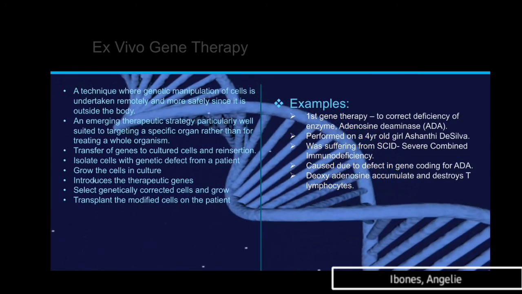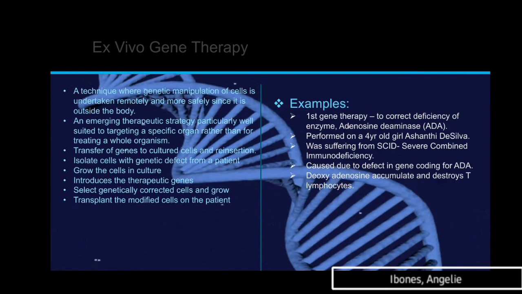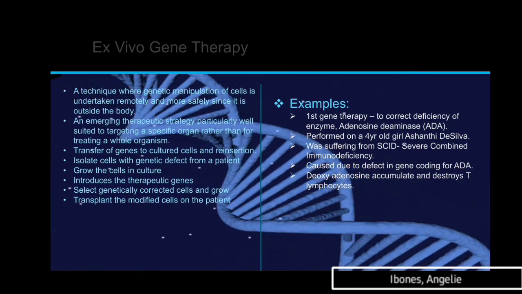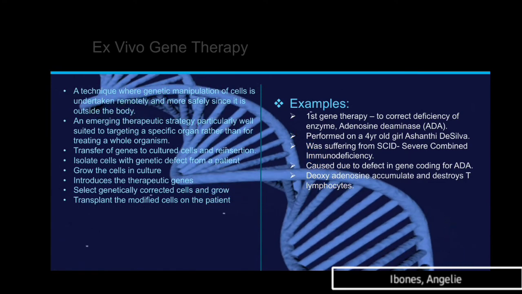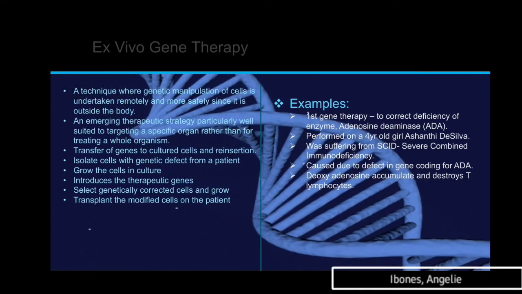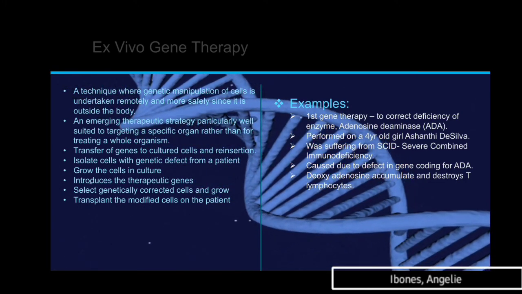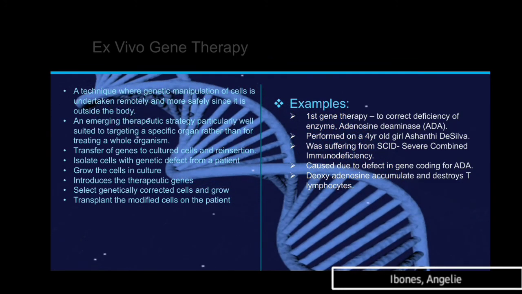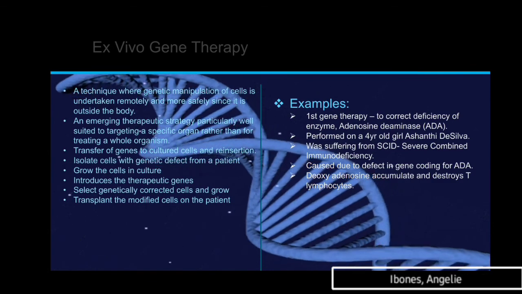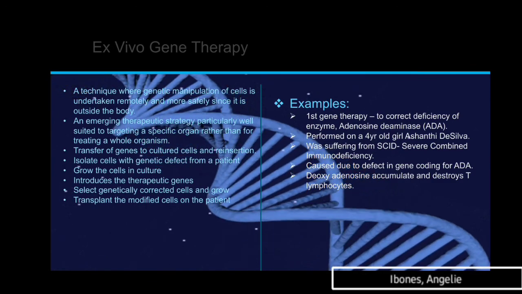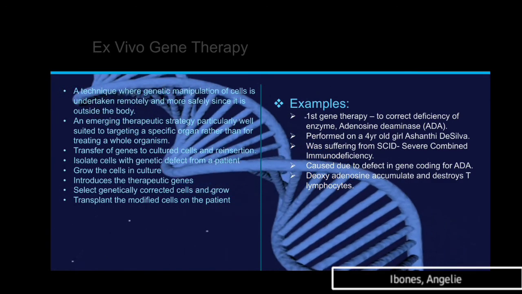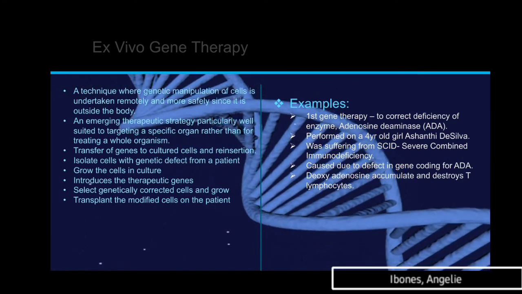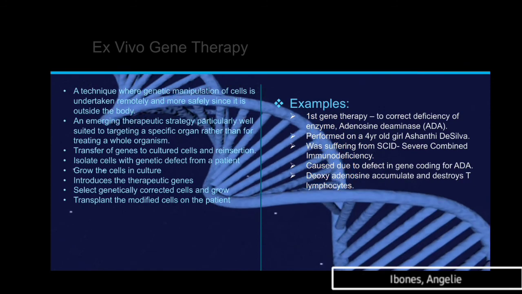An example of ex vivo gene therapy is the first gene therapy to correct deficiency of the enzyme adenosine deaminase, or ADA, which was performed on a 4-year-old girl, Ashanti De Silva, who was suffering from SCID, severe combined immunodeficiency, caused by a defect in the gene coding for ADA. Deoxyadenosine accumulates and destroys T lymphocytes.